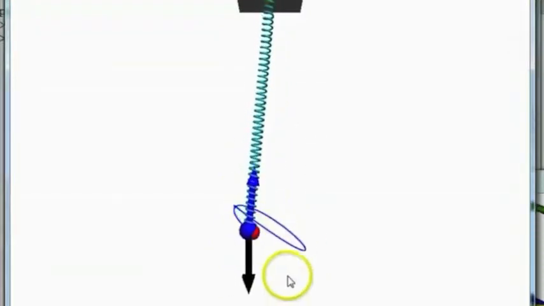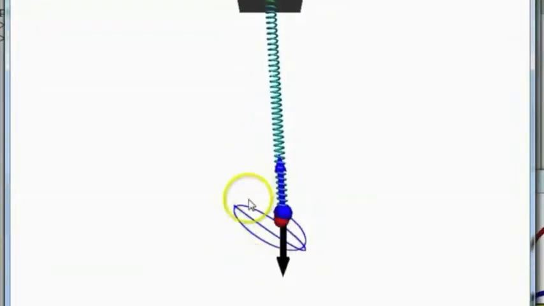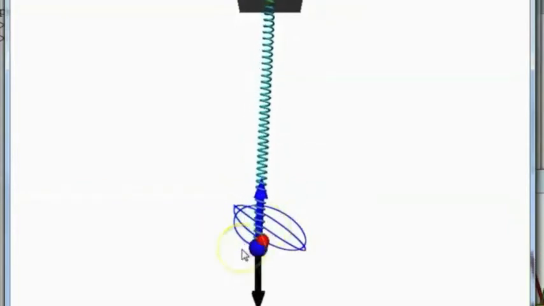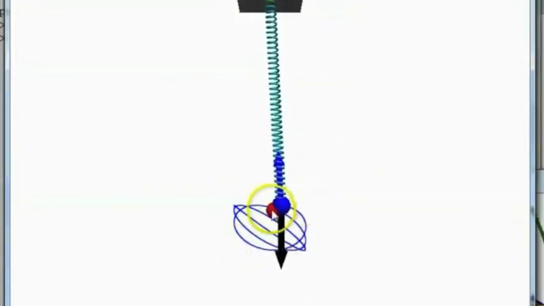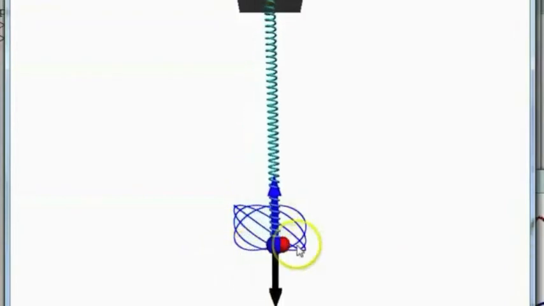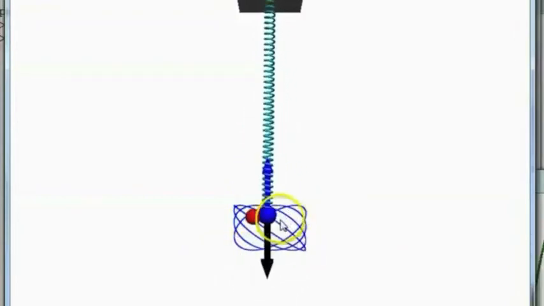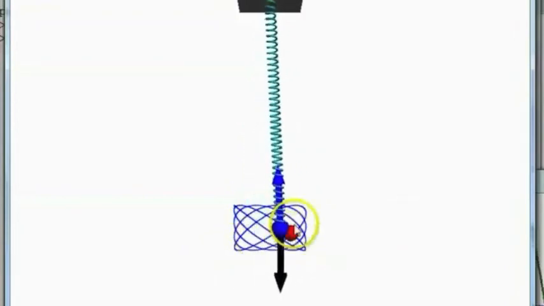The red ball is representative of the data from Tracker, and the blue ball is representative of the computational model. It can be seen they follow a similar path. The blue arrow is the spring force and the black arrow is the gravitational force. The model can be seen drawn here.